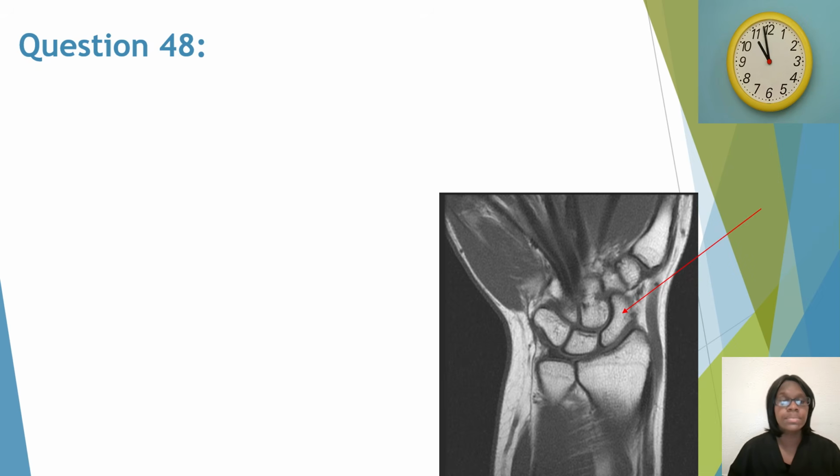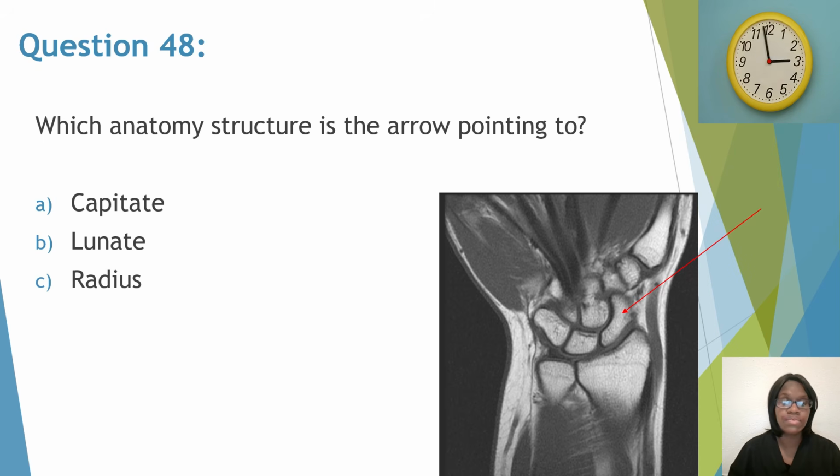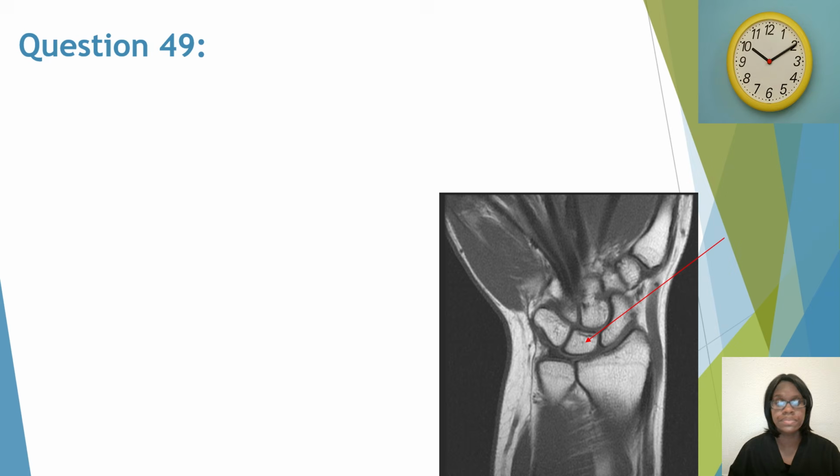Question 48. Which anatomy structure is the arrow pointing to? A, capitate, B, lunate, C, radius, D, scaphoid. All right, the correct answer is D, scaphoid.